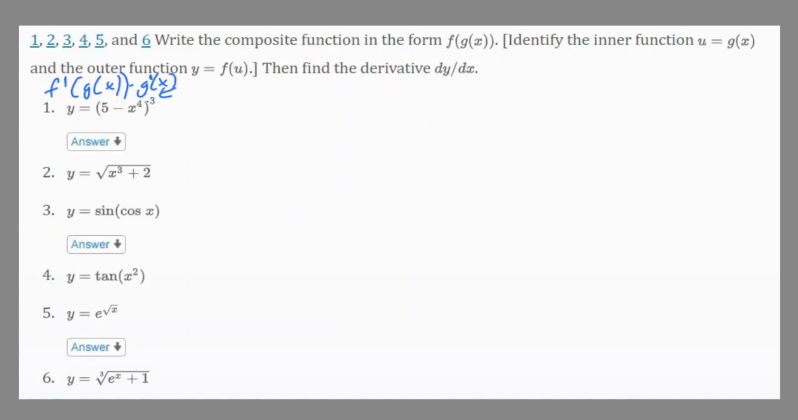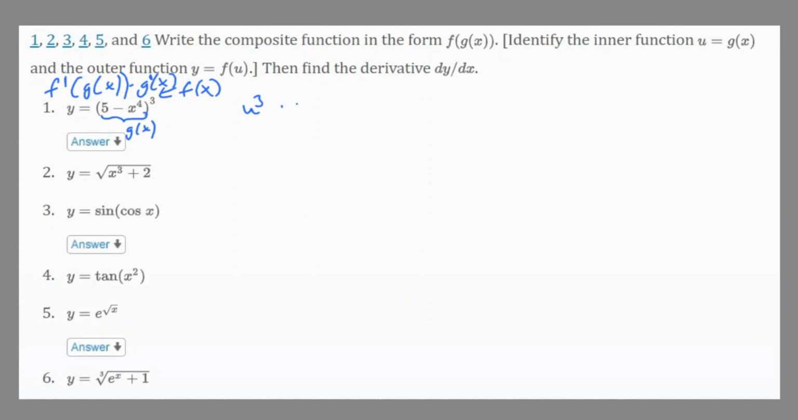So let's say the 3rd power here is f of x, and let's say 5 minus x to the fourth power is g of x. And let's also make that equal to u. So if we substitute u in there, it would be u to the power of 3.